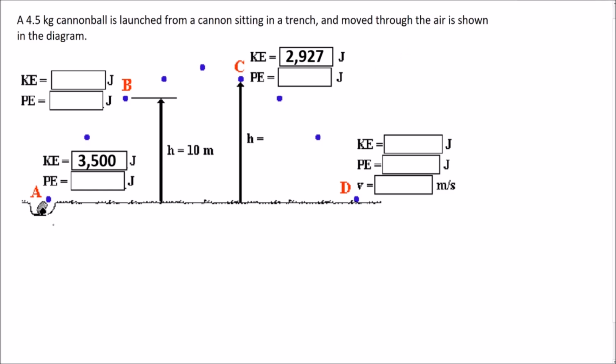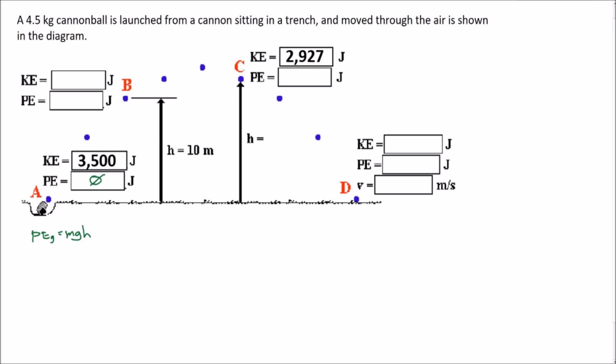And as you know, the gravitational potential energy is mass times gravity times height. So if the height is 0, there is no potential energy, at least gravitational potential energy. There's no springs involved, so there's no elastic potential energy either. There's no potential energy here, no gravitational or elastic.